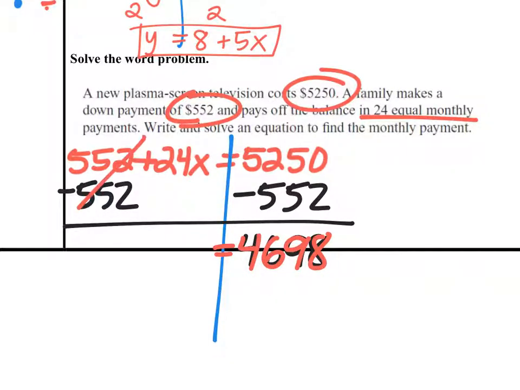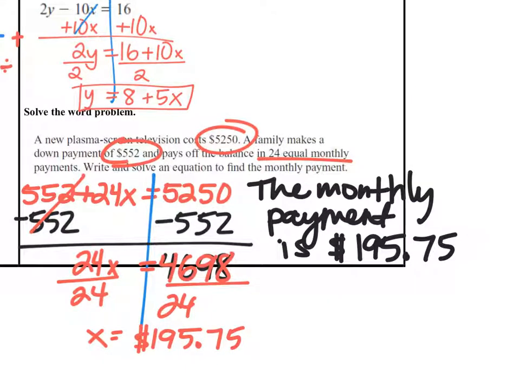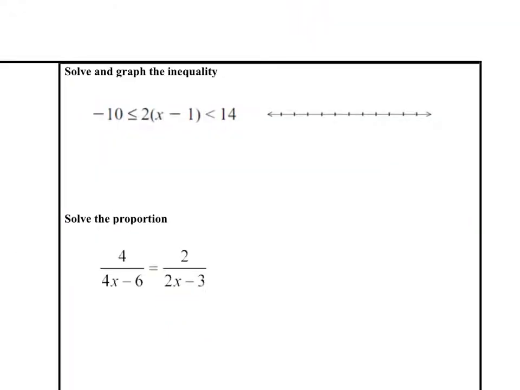And that's gone, so I'm left with 24x is equal to that, so I divide by 24. So my monthly payment is $195.75, and that's dollars. So we should write the sentence because it's a word problem. Then it should say the monthly payment is $195.75.